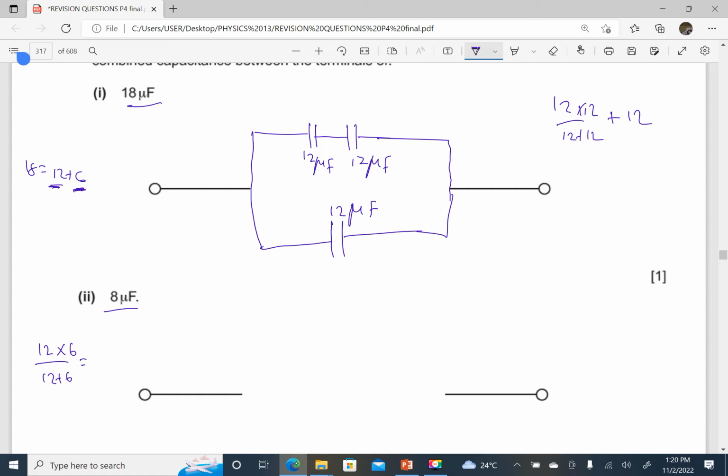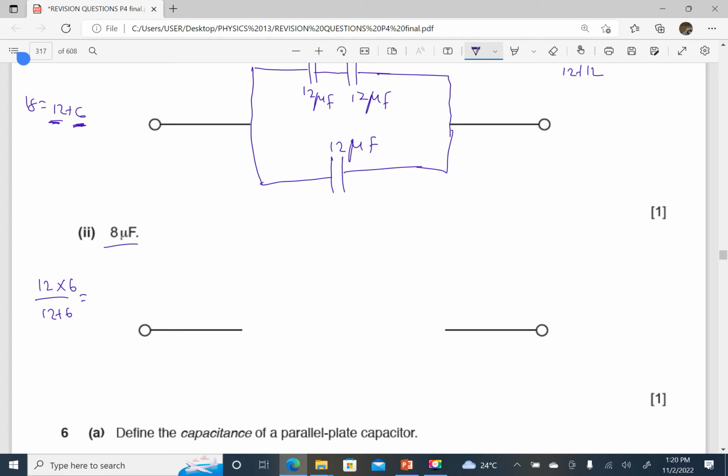I think that is 8, yes. So I'm going to have two capacitors in parallel. They will give me a total of 24. So here I have 24 in parallel. Then I will need 24 times 12 over 24 plus 12.